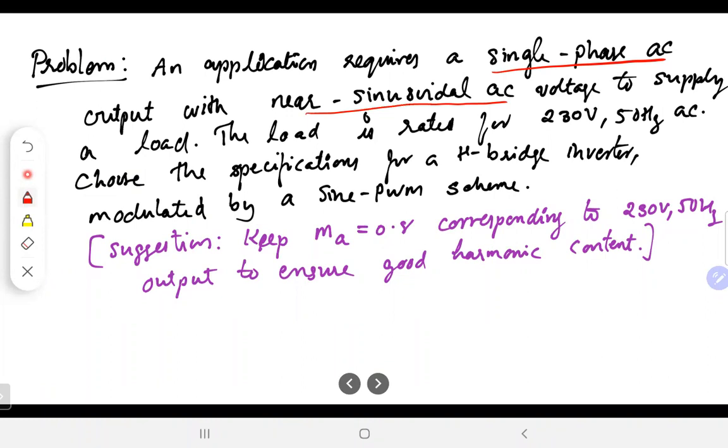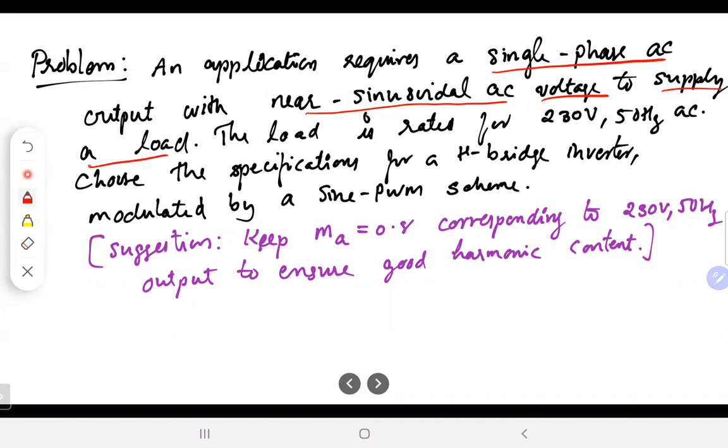So we would have a filter after the inverter to get a sinusoidal supply. This is typically what we use for home inverters. When they say sine inverter, that's precisely what they do. They will have a sine-triangle compared PWM, and then the output voltage would be filtered, and that filtered voltage would be given as the sinusoid voltage. So this has to supply a load.